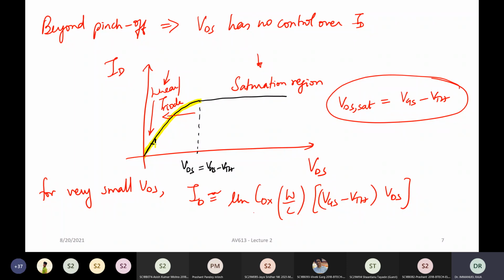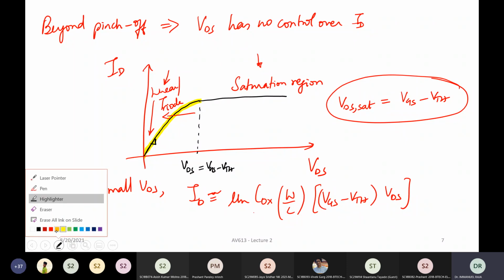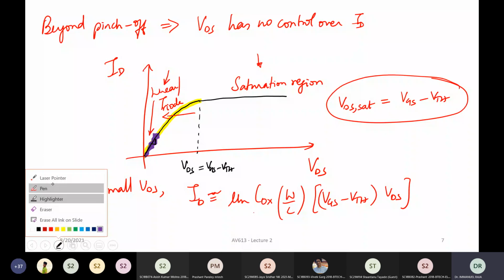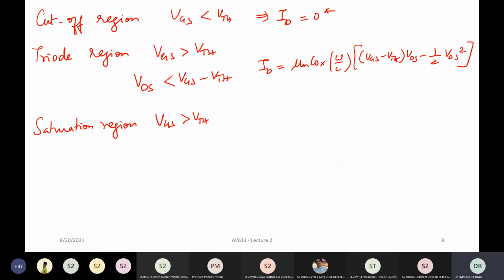But technically speaking, this region is kind of the linear region. I mean, the whole thing is called triode. Here it is even more linear. Here there is some kind of bending which happens. All right. A different textbook might have slightly different distinction between the two, but this is the triode region. For very small VDS, you don't have the VDS squared term.